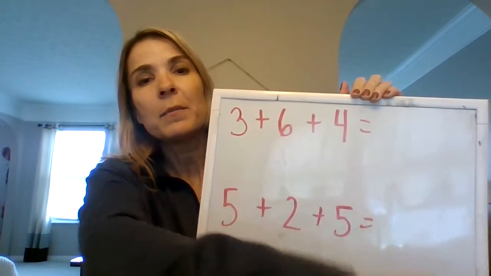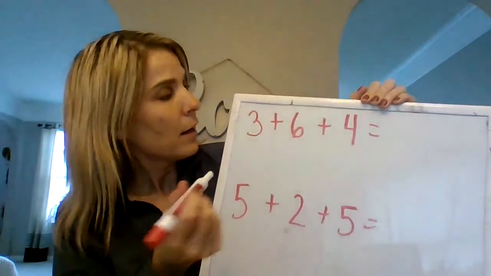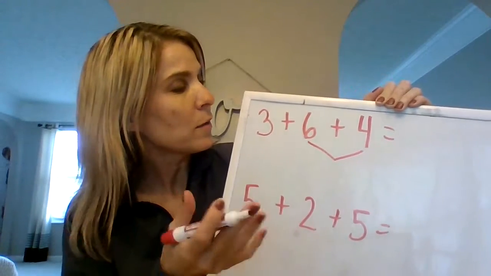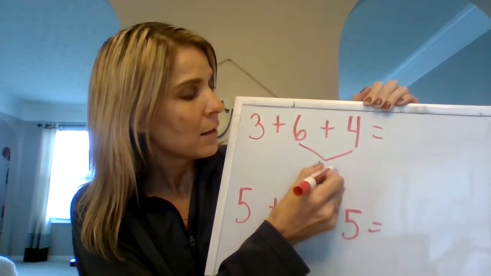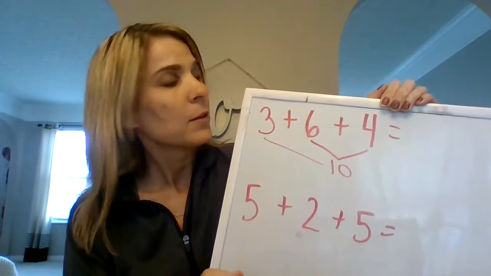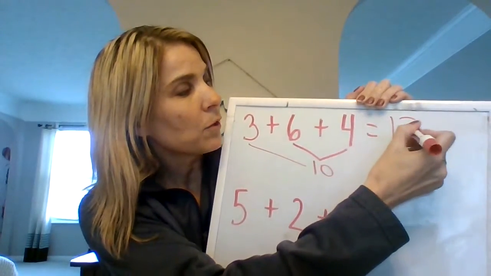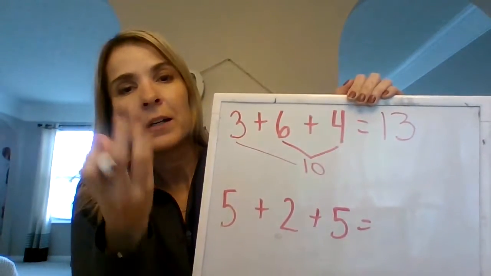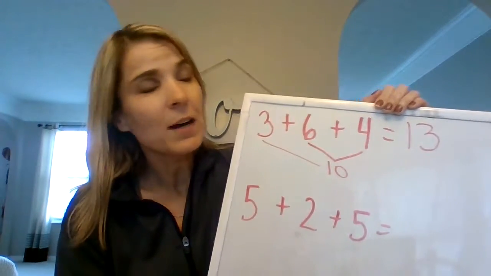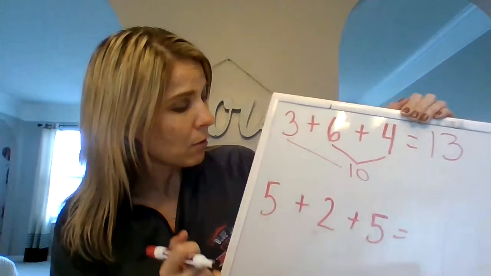Sometimes it's easier for me to see if I can maybe put something in a group of 10. So I know 6 plus 4 is 10, but I'm not done yet. I still need to add 10 plus 3. So 10 plus 3 equals 13. So it's easy for me to find something that is easier for me to add, which I always can: find groups of 10 and add on.